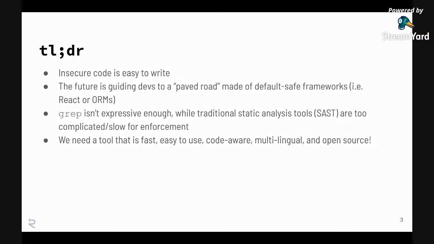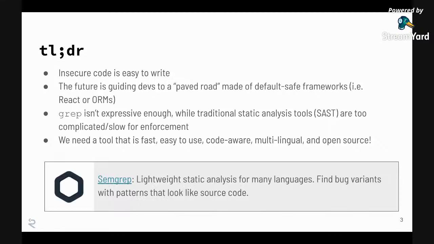Ideally, it works across many languages. And for us, very importantly, it's open source, so it's something that the community can use and contribute to. And that is where Semgrep comes in. This will be what I spend the bulk of my talk on: Semgrep, which is lightweight static analysis for many languages. The idea is that you can find bug variants using patterns that look a lot like source code. So we're trying to sidestep having a complex domain-specific language and make something very simple.